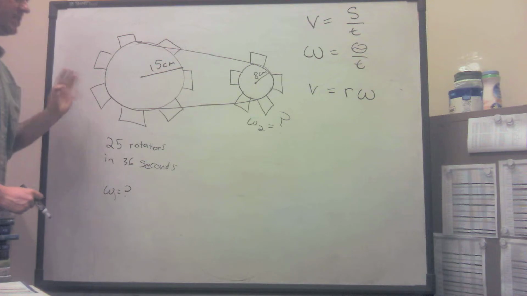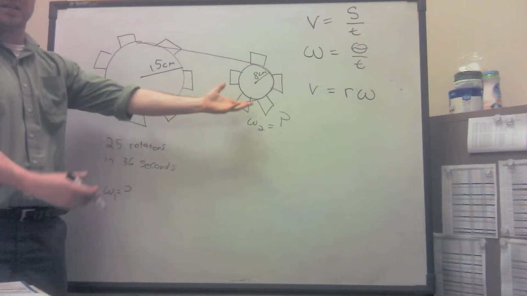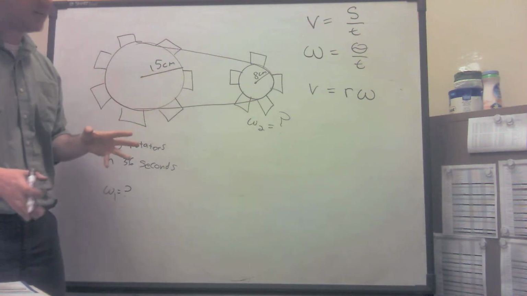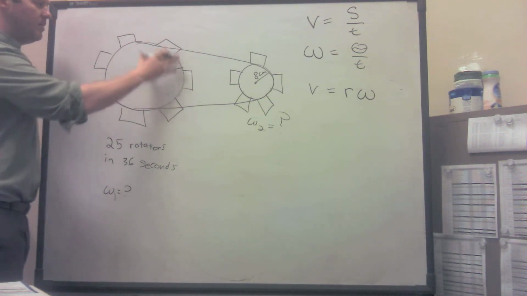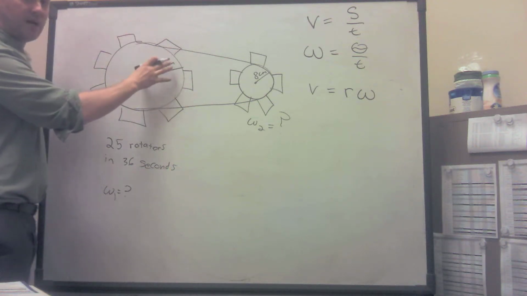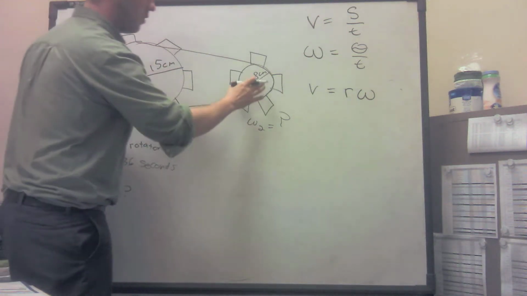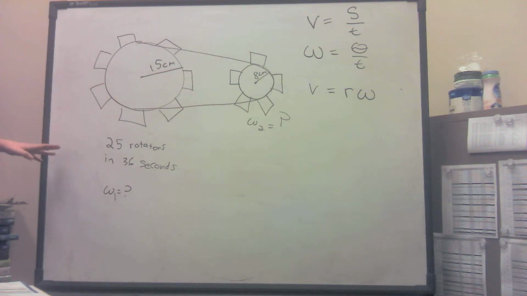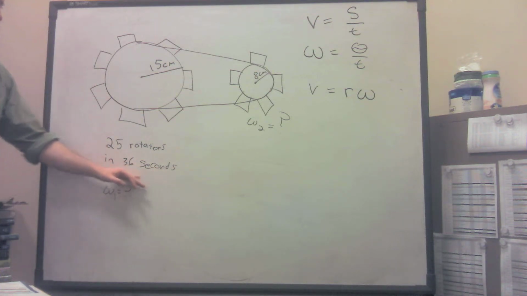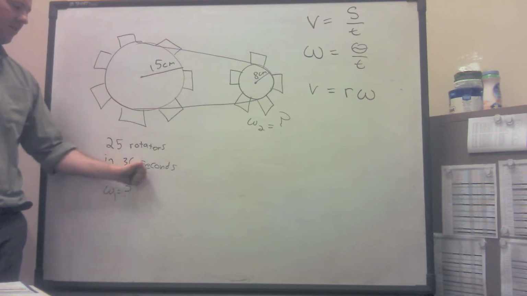So we've got this problem here. We want to talk about how these different linear and angular speeds relate to each other. In this example, my rear gear has a radius of 15 centimeters. My forward gear has a radius of 8 centimeters. And they tell us a little bit of information: that this rear is rotating at 25 rotations in 36 seconds.